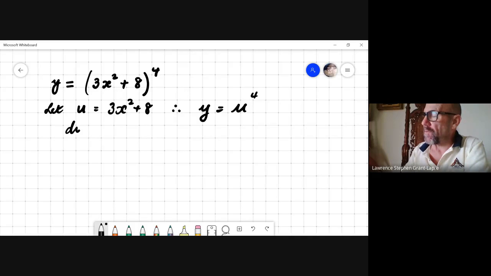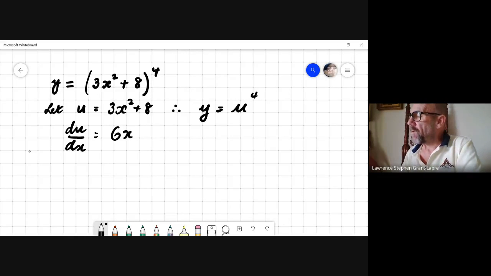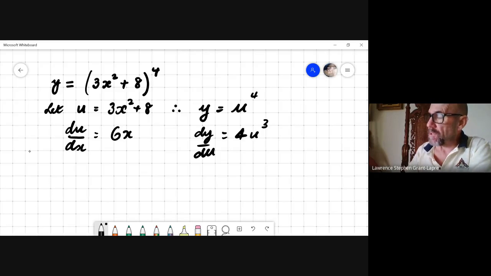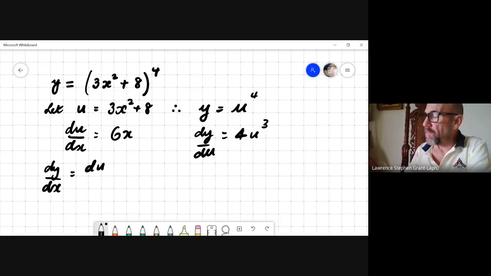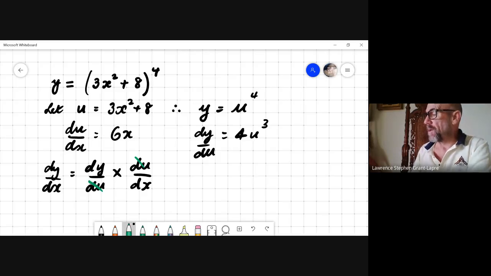Now, if we did the derivative du dx, we would get 6x to the power of 1 plus 0. If we were to work out dy du, we would get 4u cubed. Now, the chain rule states that dy dx, which is actually what we're looking for, is the product of dy du times du dx. You see the du's would cancel if you were familiar with the fact that a product, one on the numerator, one on the denominator.